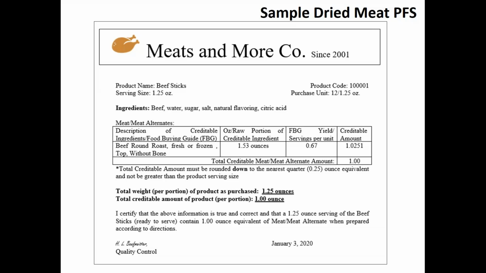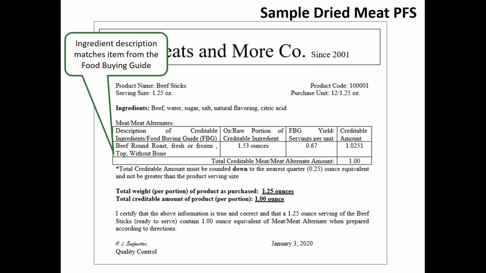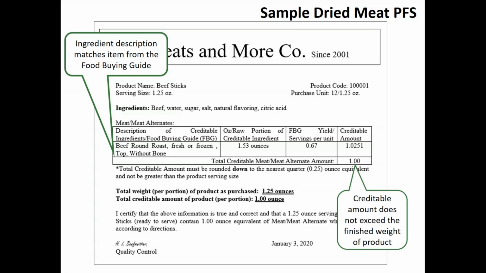And on this sample for beef sticks, it includes all of these required components for a completed PFS. Because it is a dried meat product, it also needs to include an ingredient description that matches with the food item from the food buying guide, and it has the creditable amount listed, which does not exceed the finished weight of the product. In this case, even though the product weighs 1.25 ounces, there is only 1 ounce of creditable lean meat per serving. And this is because the dried beef has additional ingredients added to increase the final weight.